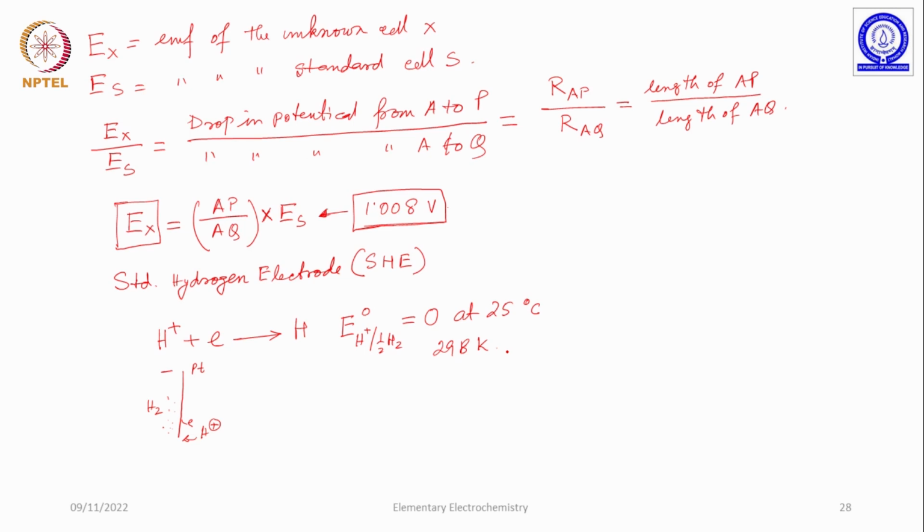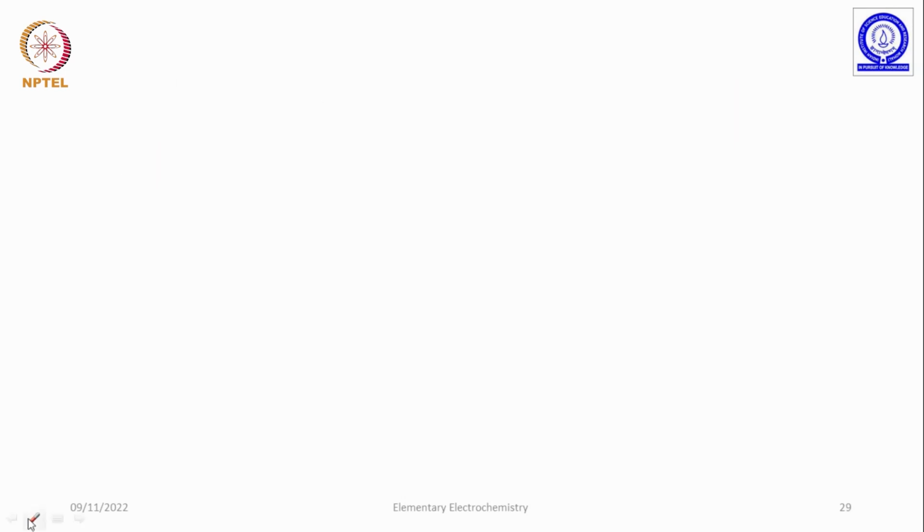So, what we need to do is we need to have some other cells where the chemical reactions are highly specific and quantitative. So, use those chemical reactions to form a new cell, and that new cell can then be first coupled with a standard hydrogen electrode, and the corresponding EMF is determined, and then based on the EMF of that cell, the EMF of other cells can be determined.